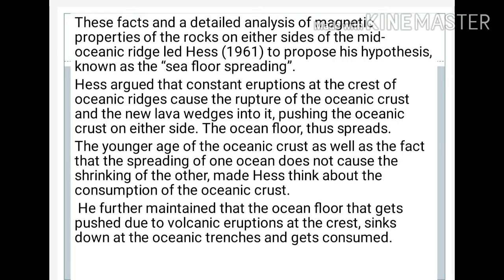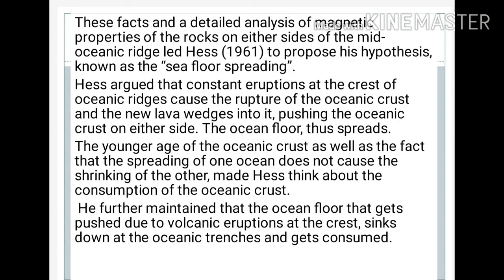Harry Hess argued that there are constant eruptions at the crest of oceanic ridges, which cause the rupture or the breaking of the oceanic crust, and because of this the new lava wedges into it. And this new lava pushes the oceanic crust on either side. Thus, the ocean floor spreads.